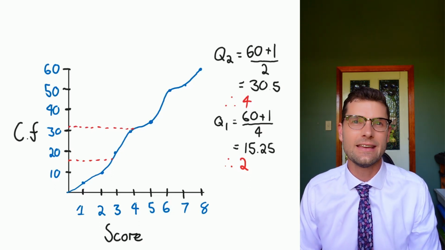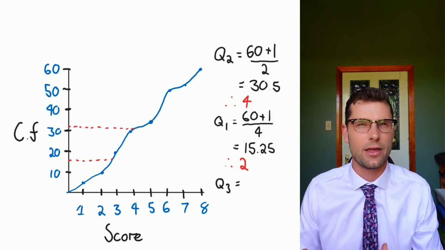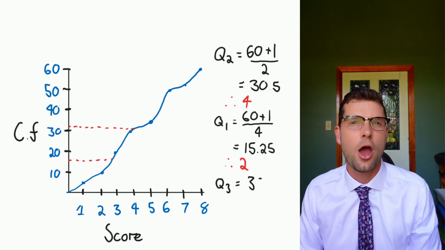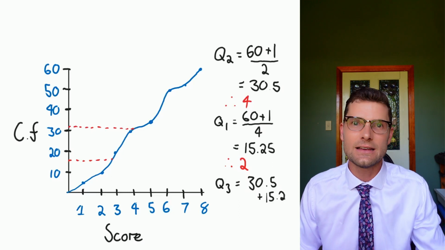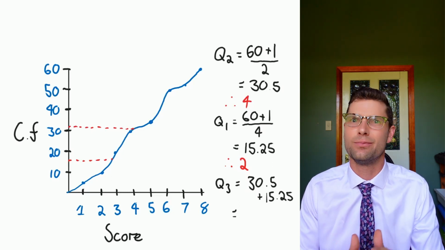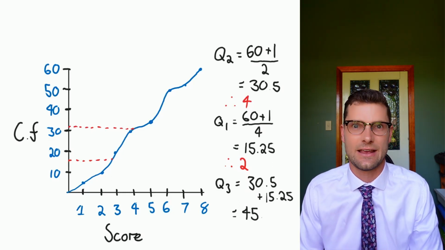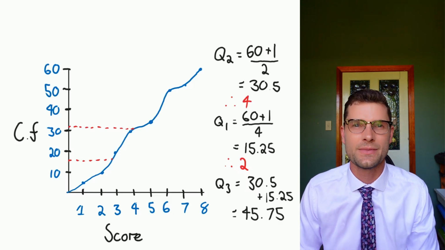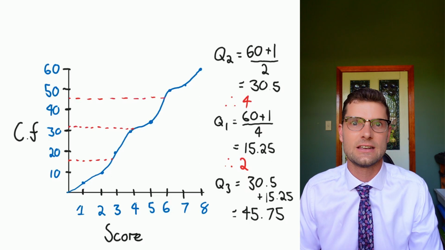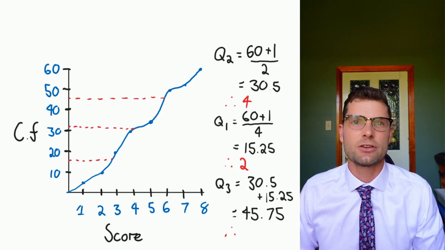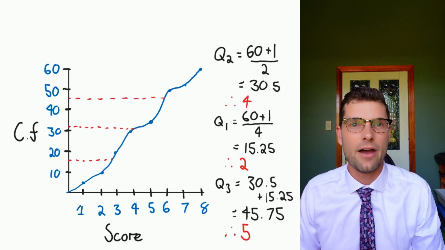To find Q3, it's a little bit harder. We can't just divide by 3 because that would give a weird number. All you have to do is add Q2, or the median, plus Q1, because a half plus 25% will give us that 75% value that we're looking for. So this is 45.75. So we're looking for the 45th to 46th position. So if we just draw a straight line across from here, we can see that the answer is going to be 5 and we're done.